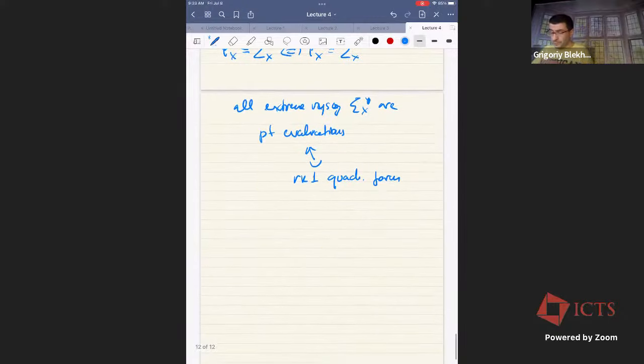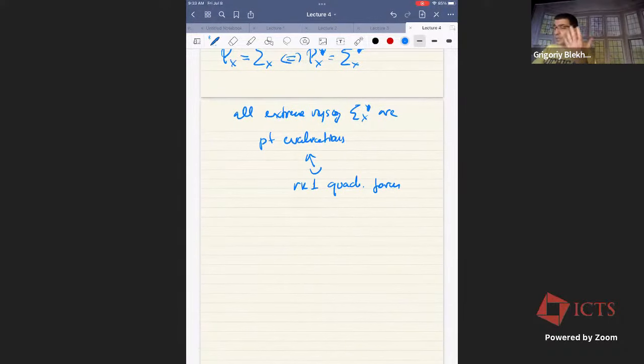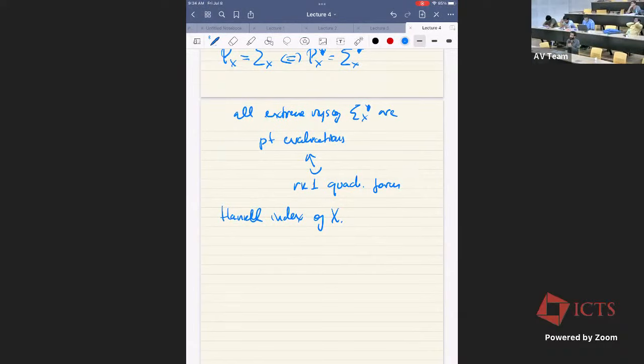And so the property NP. Now, if these cones are not equal, there exist extreme rays of sigma x star that are not of rank 1. You can ask what ranks are possible. The smallest rank of an extreme ray that is not rank 1, we call the Hankel index of x. And indeed, you can prove that there are some inequalities between the Hankel index and this property NP. That's what I wanted to say.